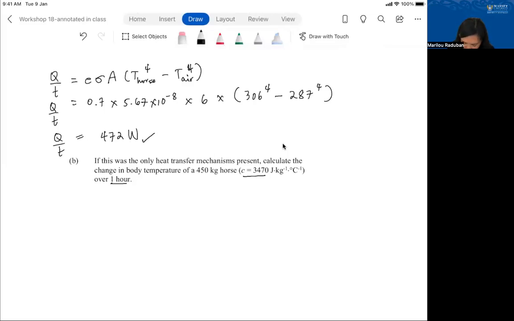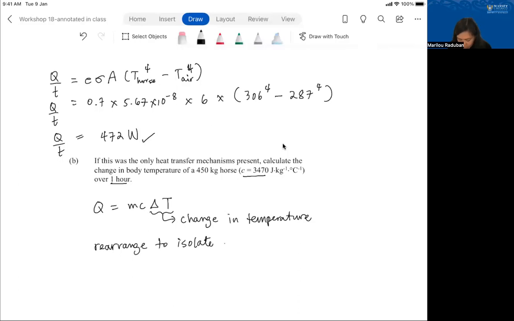Okay, so change in body temperature, that comes into Q equals MC delta T, right? Whenever it's related to the change in body temperature, it's Q equals MC delta T, because delta T here is the change in temperature, which is what we want to find. So rearrange this. Isolate delta T. Delta T is multiplied to M and C. So we divide both sides by M times C, and we have delta T is equal to Q divided by M times C.